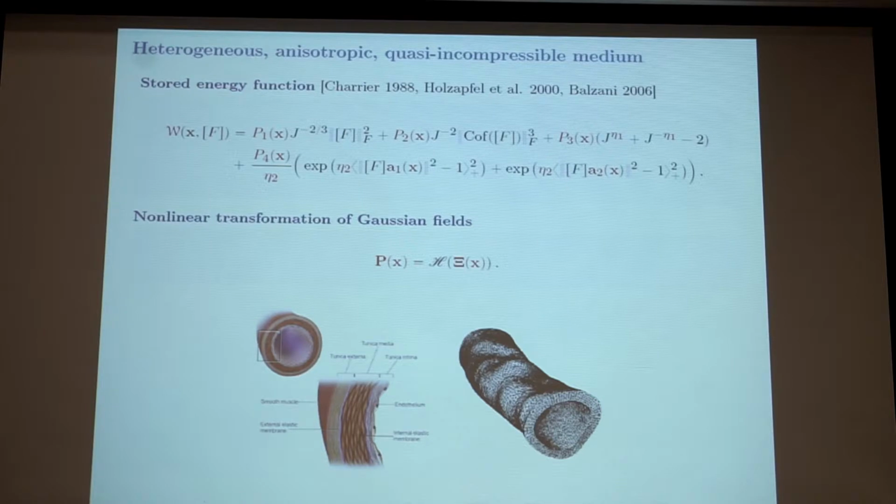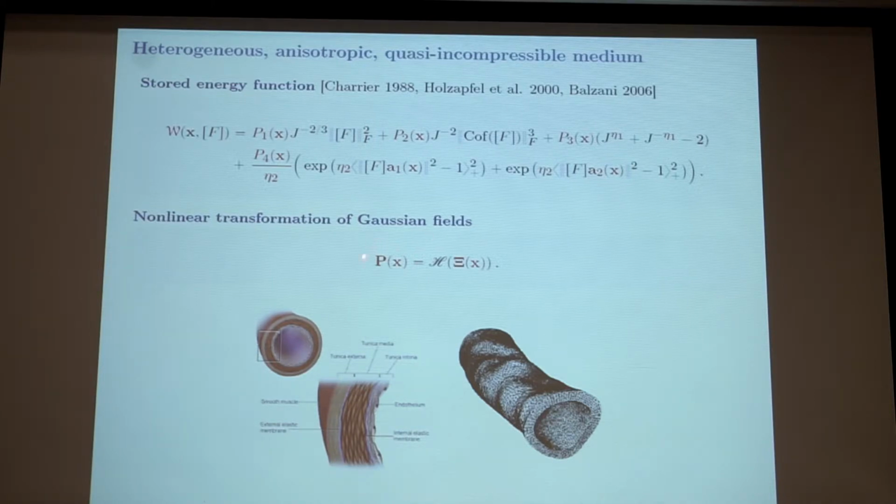The second example that I would like to present is this stored energy function. The functional form is not very important, but this one is commonly used for the modeling of arterial tissues, which are depicted in this figure. The main difference with the previous stored energy function is that its parameters are modeled by random fields instead of being just random variables.